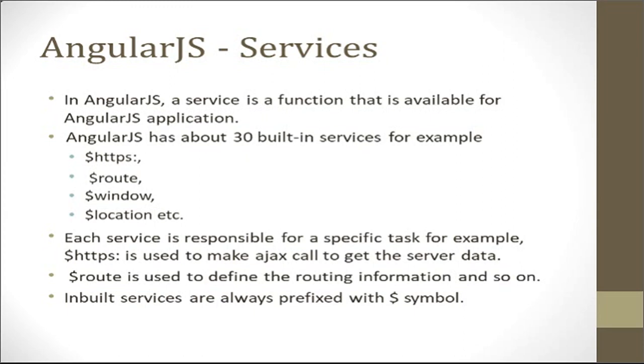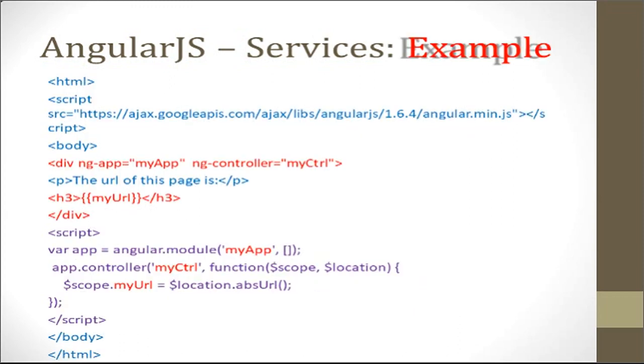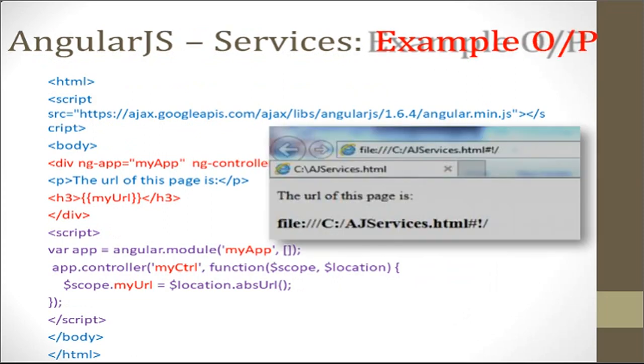A simple example: $http is used to make an AJAX call to get server data. Another example, $rootScope, is used to define root information and so on. So let's see services now. How should we use the services? This is a simple example of the services, and here also a demonstration.